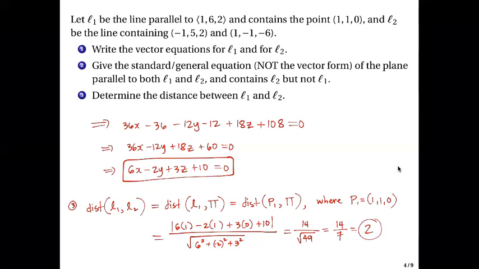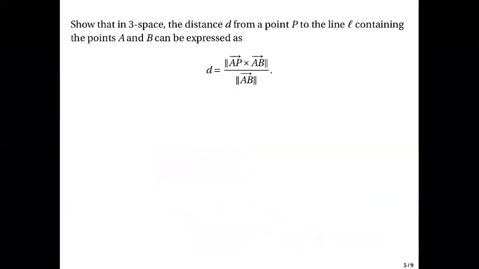Questions? Okay, next. Show that in 3 space, the distance D from a point P to the line L containing the points A and B can be expressed as follows.